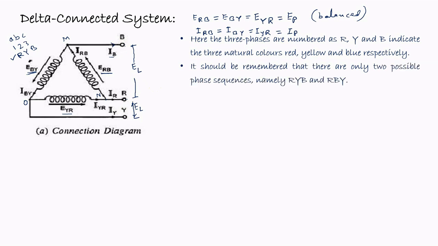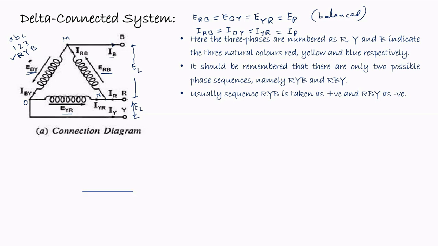It should be remembered that there are only two possible phase sequences, either RYB or RBY. Generally the RYB phase sequence is considered a positive phase sequence. On the other hand, the phase sequence RBY is considered a negative phase sequence. If we want to draw the phasor diagram of these phase voltages, and from the phase values calculate the line values, let's draw the phasor diagram of the three phase voltages and then the corresponding three phase currents.